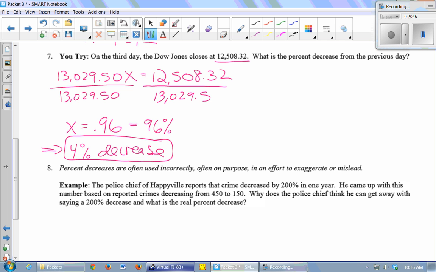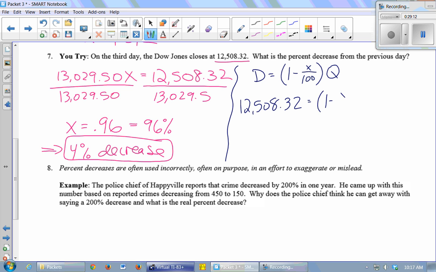Okay. If you want to use the formulas that I gave you, as I saw a bunch of you doing, we said decrease is 1 minus x over 100 times your original quantity, right? So then plug in the stuff that you know. My decreased amount is 12,508.32, equals 1 minus x over 100, and then the original quantity was 13,029.5. And then I would want to solve this equation for x.